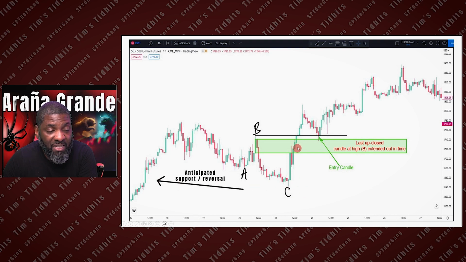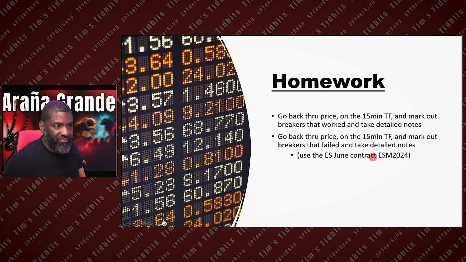And then we take off, getting our breaking market structure. Now that we got our breaking market structure, our last up close candle in this A to B leg, that's our breaker, and we're anticipating this B to C leg to block price and stop price from coming down to this low. And when price trades back to it, bang, out, takes off. That's an example of a bullish breaker.